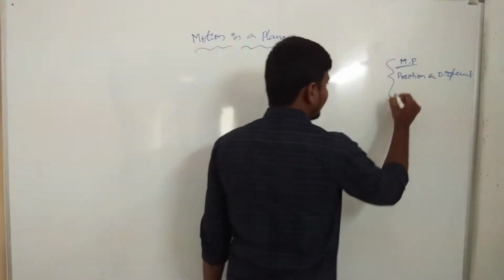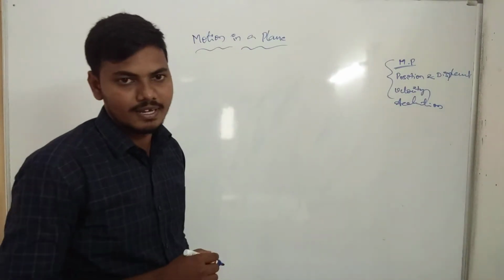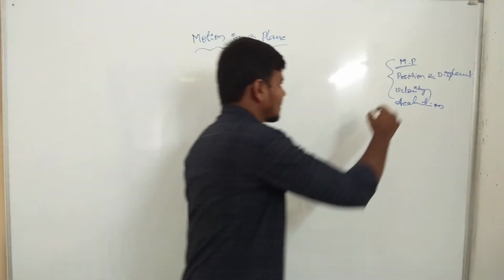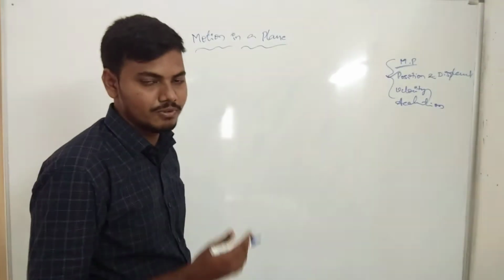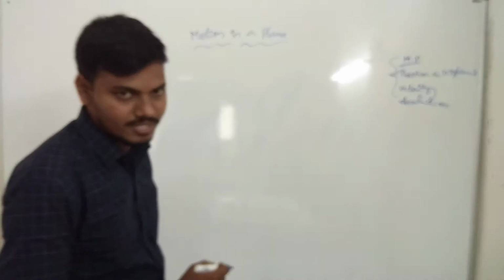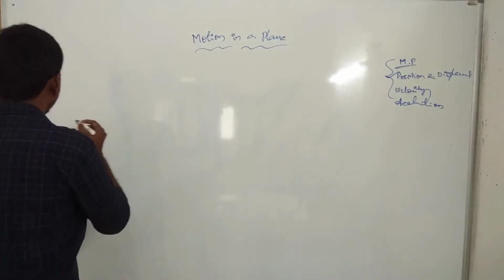Now the next one is velocity, and the next one is acceleration. These three things we are introducing in our motion in a plane. Clearly we can observe the first one, position and displacement, our previous topic, is completed. Today we are discussing our topic velocity.